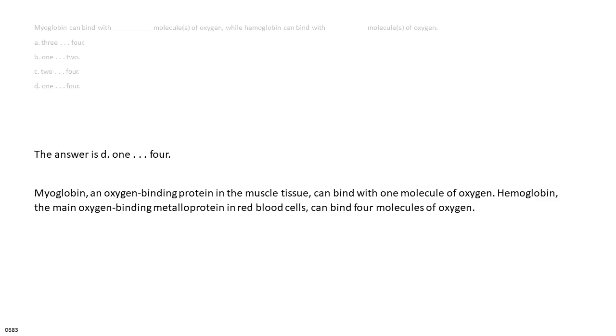The answer is D. 1, 4. Myoglobin, an oxygen-binding protein in the muscle tissue, combines with one molecule of oxygen. Hemoglobin, the main oxygen-binding metalloprotein in red blood cells, combines with 4 molecules of oxygen.